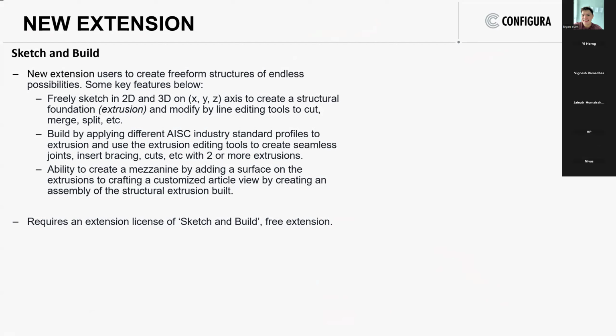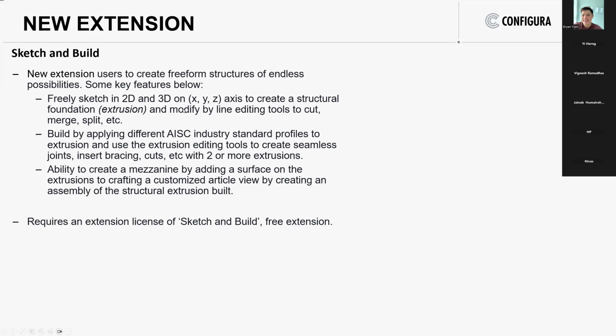Now, Sketch and View is very similar to the existing structural extension. What it allows is that users can now sketch freely in 2D and 3D. So you can create any freeform structures that you like, of endless possibilities. In 3D, you can define the X, Y, and Z axis, and with that, you can create structures.